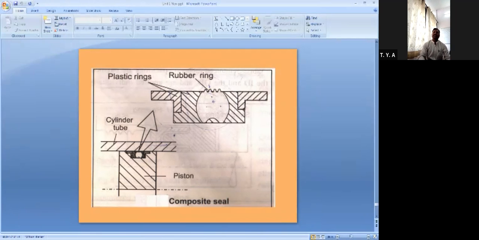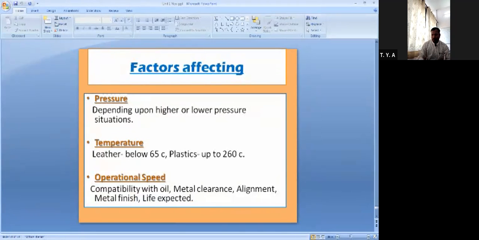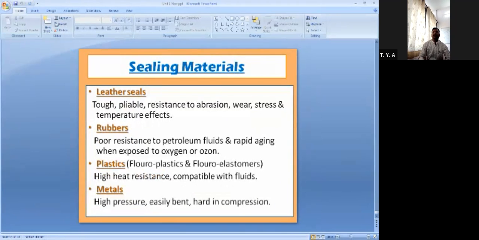So these are the different types of seals used for various applications, like static or dynamic applications, static seal or dynamic seal. Getting it? So these are the types of seals. Now let us move to the next one, that is sealing metal.